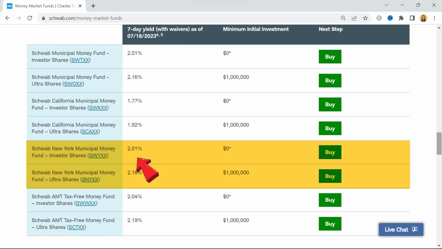Generally speaking, the higher the tax bracket, the more it might make sense to consider municipal investments in a taxable brokerage account. Having said that, the 7-day yield on this New York municipal money market fund is currently so low that it doesn't really make sense for us in our taxable brokerage account with Schwab, even when we factor in its tax-exempt status. But municipal bonds and municipal bond funds are a topic for an entire video of their own.